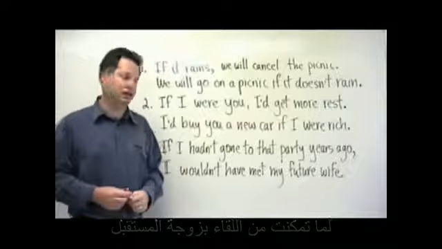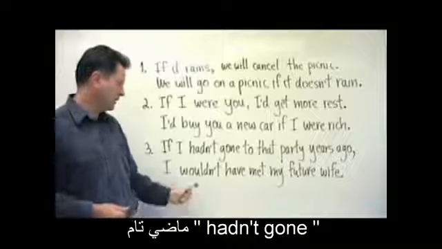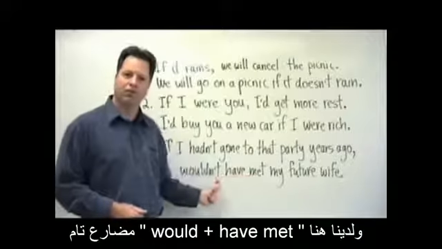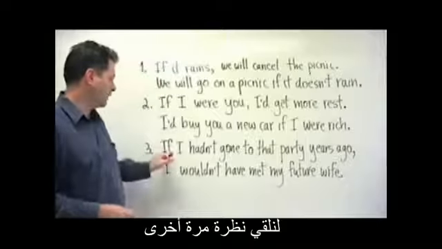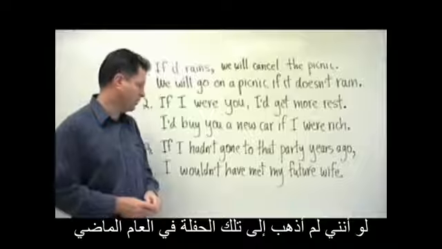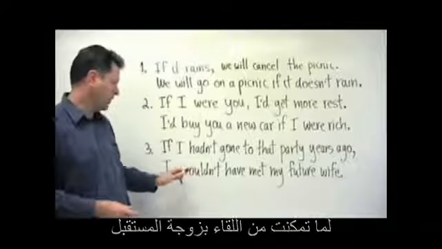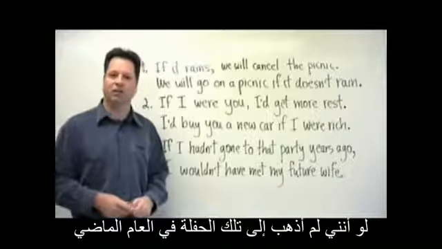Now, notice the verb tenses here. Hadn't gone, we have a past perfect, and then in this case, we have would plus the present perfect. So let's take a look again. If I hadn't gone to that party years ago, I wouldn't have met my future wife. Or, I wouldn't have met my future wife if I hadn't gone to that party years ago.